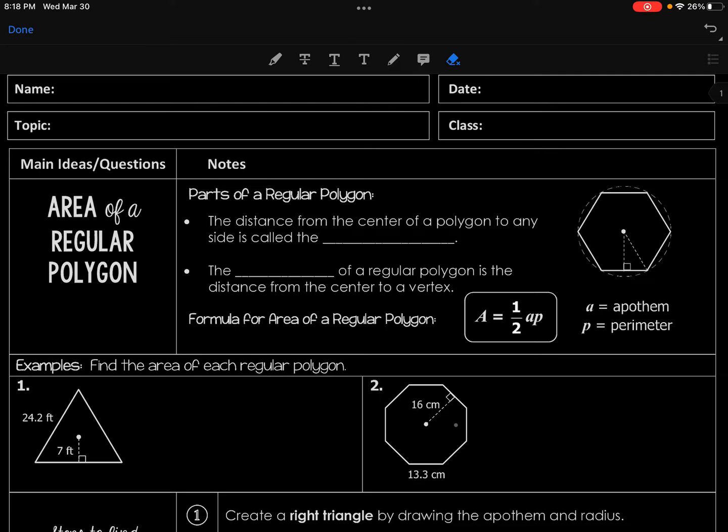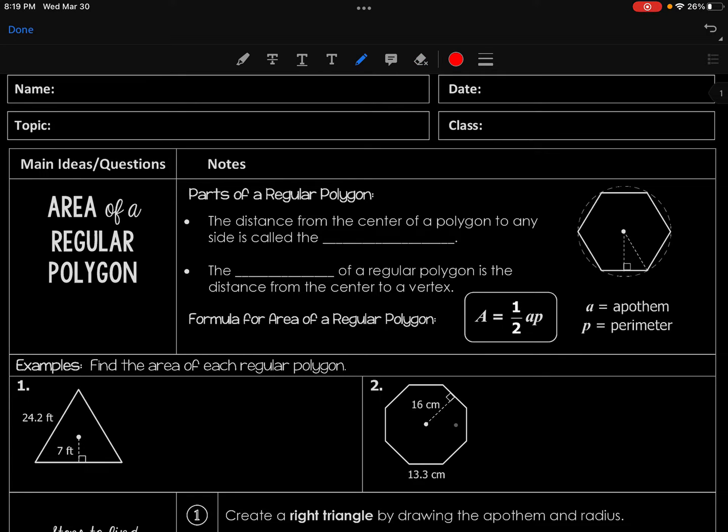Alright, so let's start the lesson. If you haven't noticed, today's lesson we are going to cover area of a regular polygon. Now the first question that begs to be answered is, what is a regular polygon?